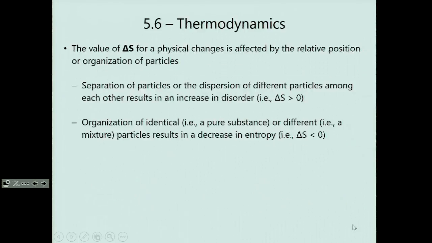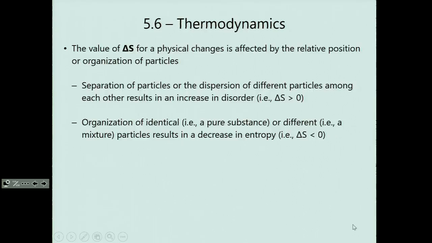You can also speak of changes in entropy in a physical change. And in that scenario, what is making the difference in entropy is the relative position and or organization of the particles. They haven't changed their identity. They've just changed how they are organized relative to each other. So when particles become separated, they start close to each other, suddenly they become separated, well, that increases the disorder, right? That comes with a positive delta S.